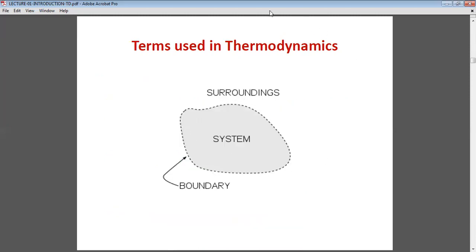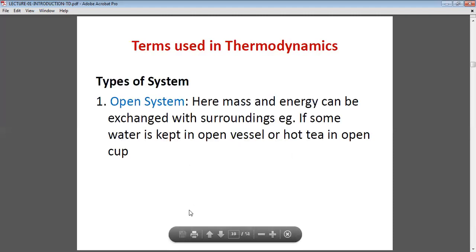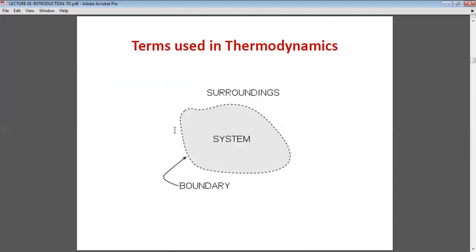If you consider this complete whole thing as one universe, the area upon which our concentration is focused we call the system, and everything external to the system is considered as surroundings. This system and surroundings are separated by a boundary, which we assume is imaginary. We represent this boundary with a dotted line here, and this dotted line, called the boundary, separates system and surroundings.